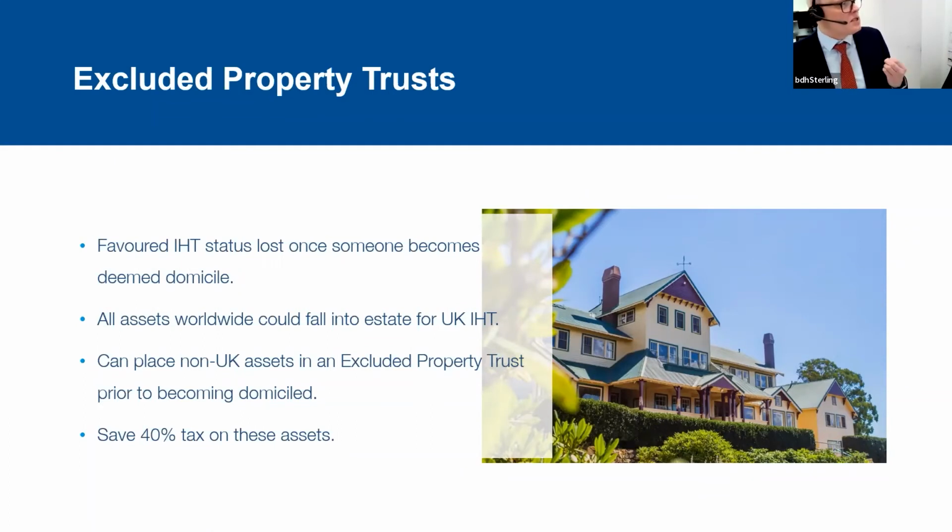But it is possible that you can place non-UK assets in what's known as an excluded property trust just prior to becoming UK domiciled. So if you're approaching that 16-year mark I spoke about earlier, that could save a potential 40% UK inheritance tax on these assets.